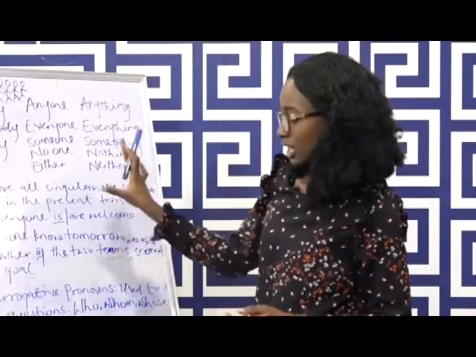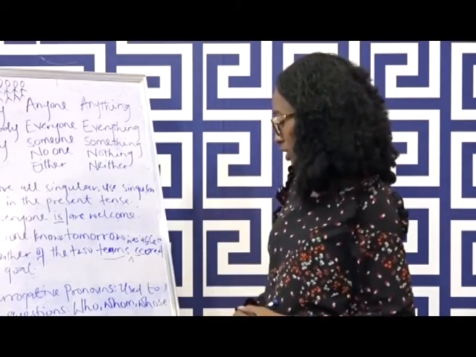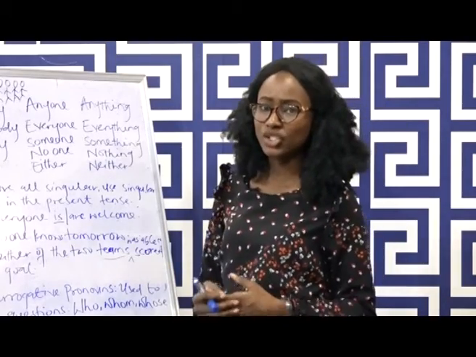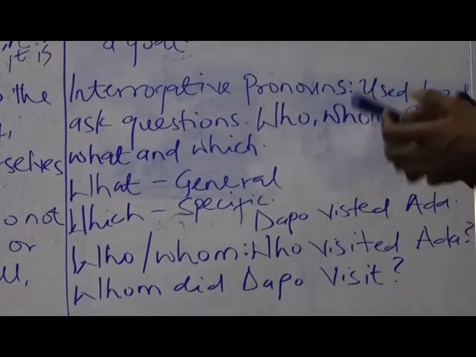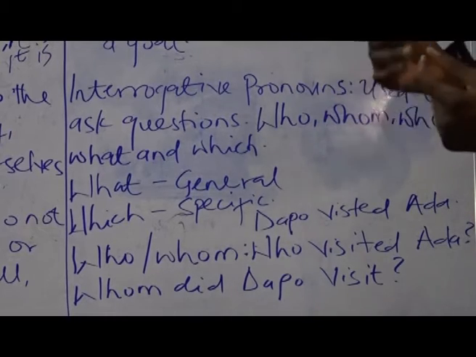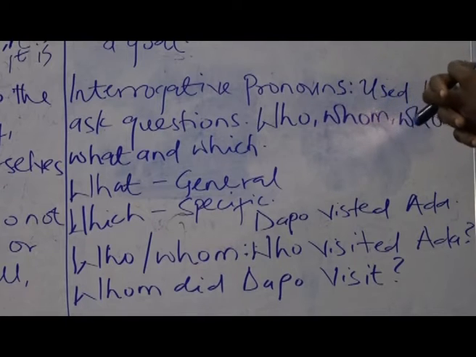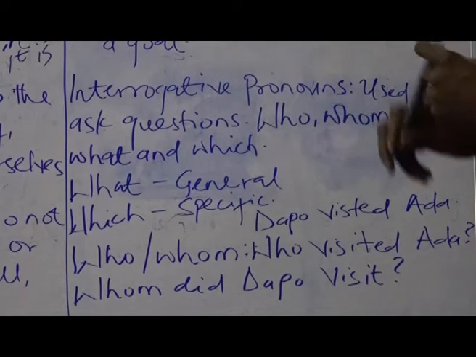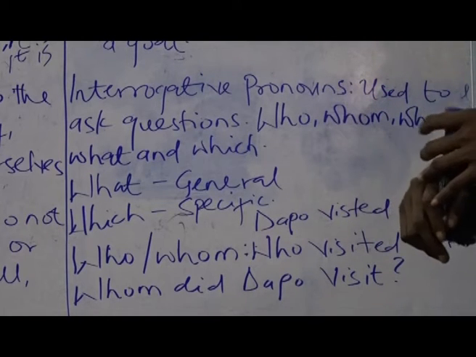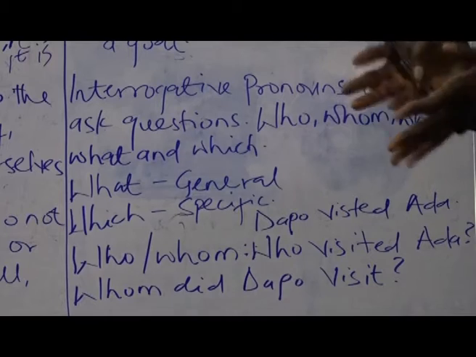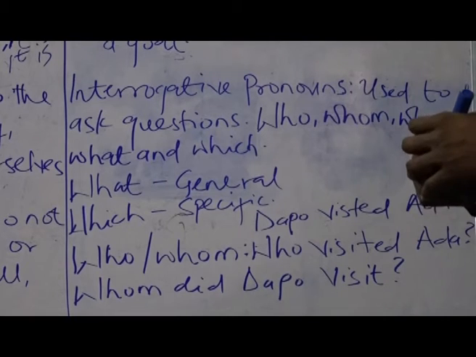So that is it about indefinite pronouns. Now we move over to interrogative pronouns. These are pronouns that are used to ask questions. And they are who, whom, whose, what, and which. Now, you should know that who, whom, and whose are used to refer to human beings. What and which are used to refer to things.